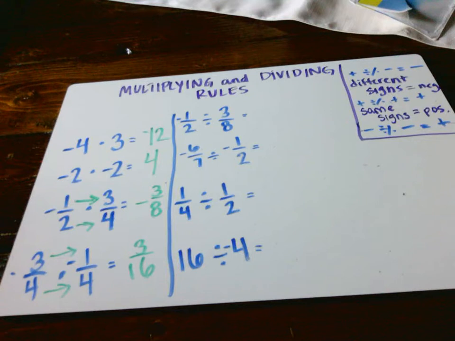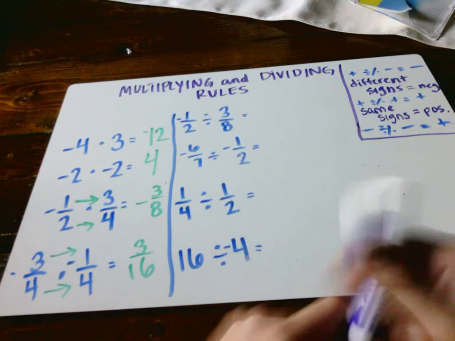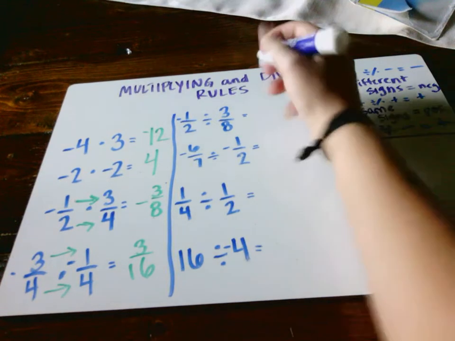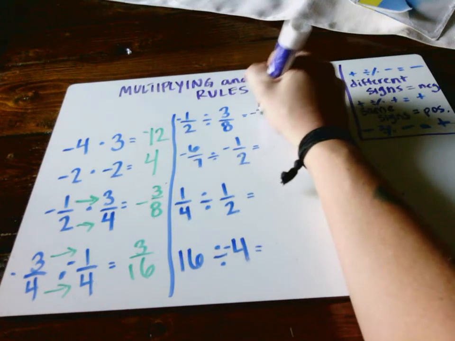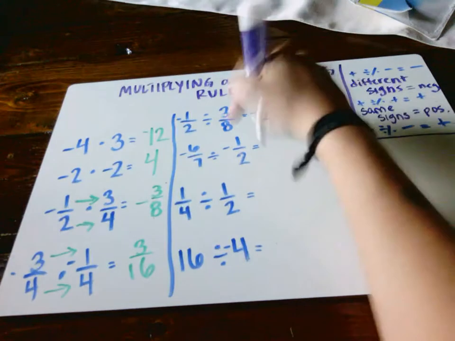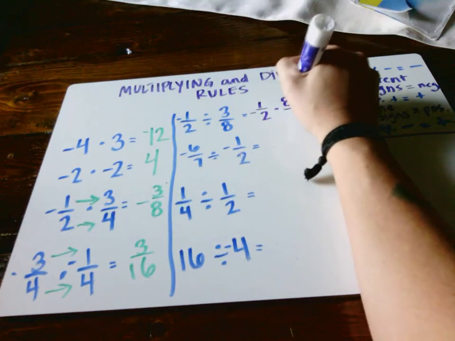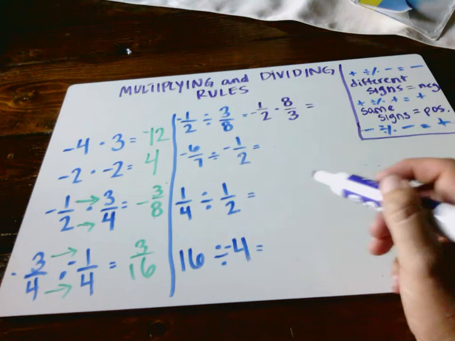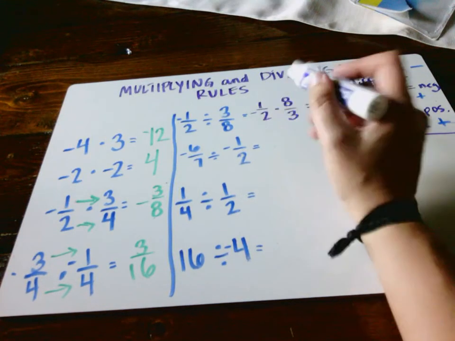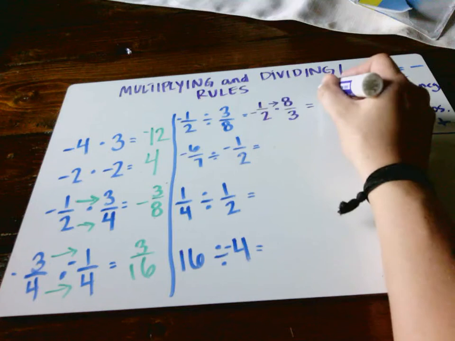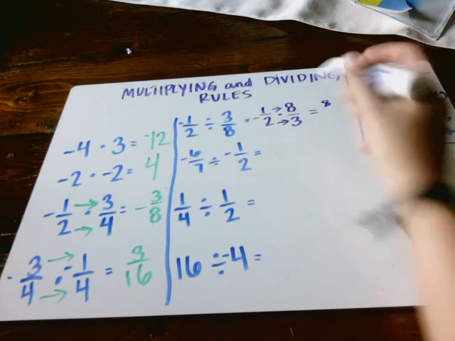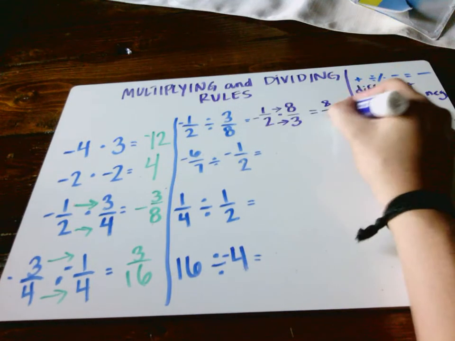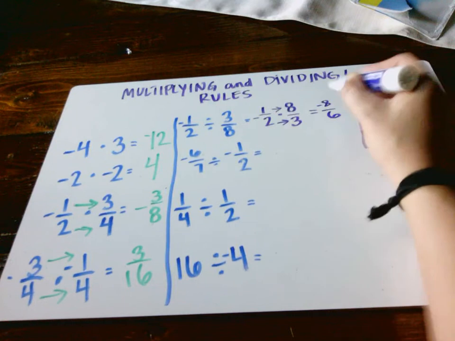So now let's look at a couple dividing examples. So you guys know that you don't divide fractions. What you end up doing is multiplying by the reciprocal. So here you would have 1/2 multiplied by the reciprocal, which would be 8 over 3, because I just flipped that upside down. Look that I kept my negative number. So 1 times 8 is 8. 2 times 3 is 6. A negative times a positive is a negative.